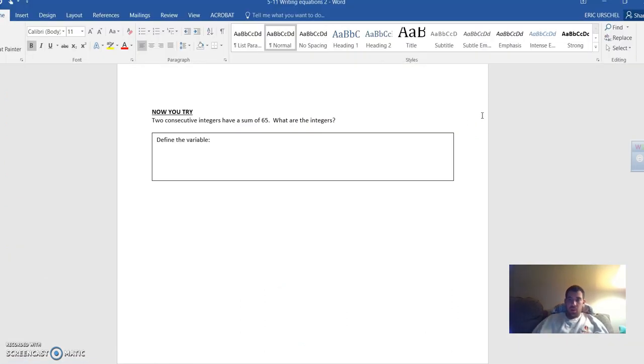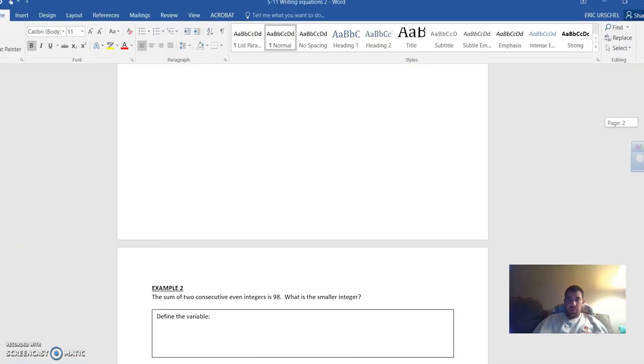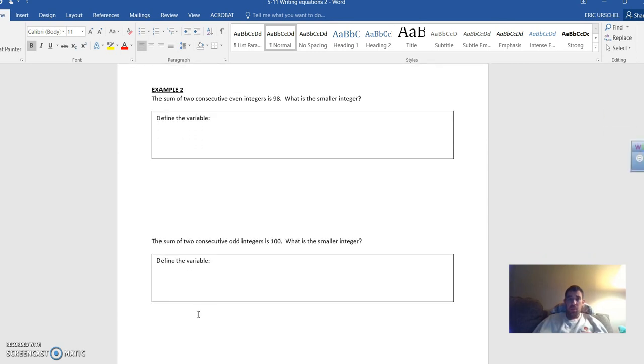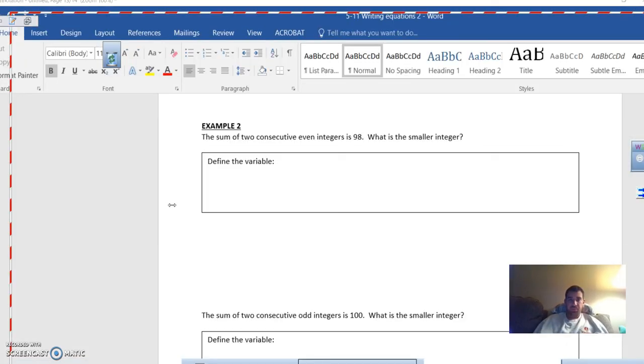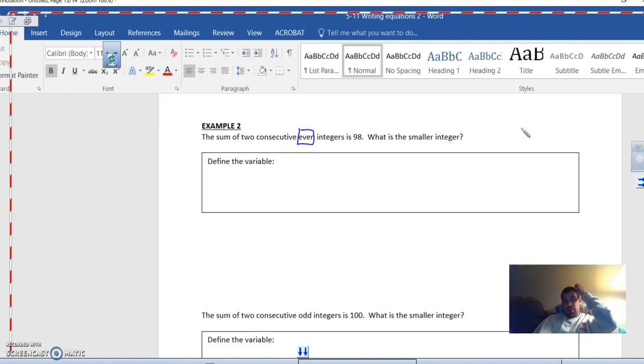Alright, let's see if we can get through at least one more on this video. This one's a little different. Does anyone know why it's different? What is different about example 2 here? This word even. So what are two consecutive even integers? Even integers.